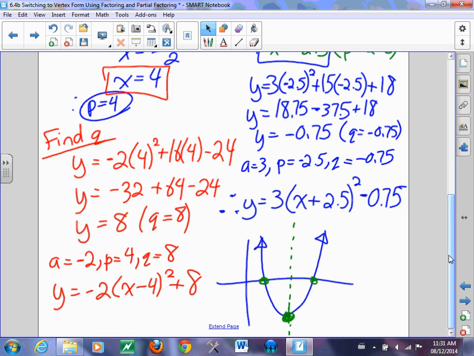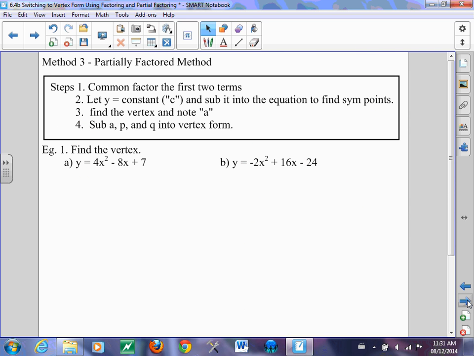Now, method 3 is a little bit different. It's a partial factoring method.